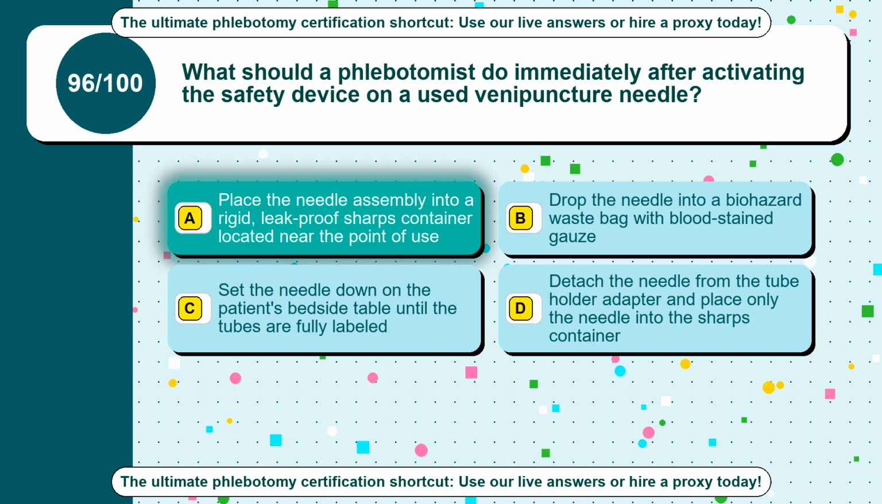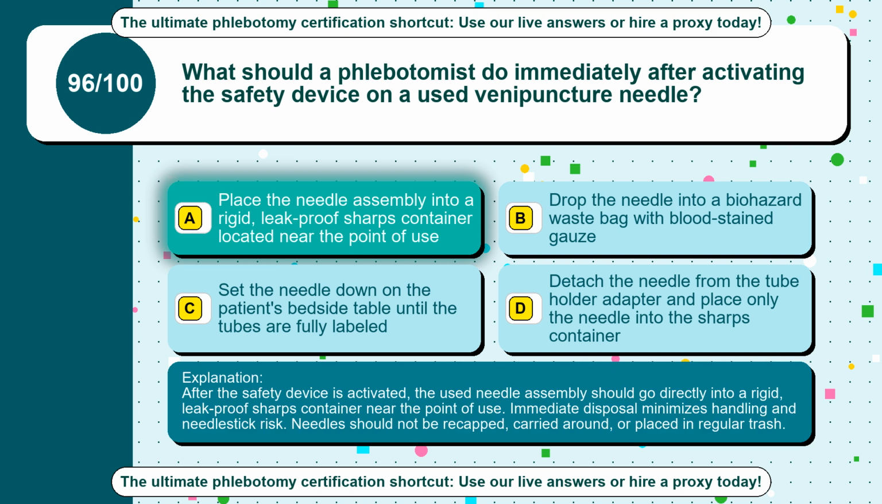The correct answer is option A, place the needle assembly into a rigid, leak-proof sharps container located near the point of use. After the safety device is activated, the used needle assembly should go directly into a rigid, leak-proof sharps container near the point of use. Immediate disposal minimizes handling and needle stick risk. Needles should not be recapped, carried around, or placed in regular trash.